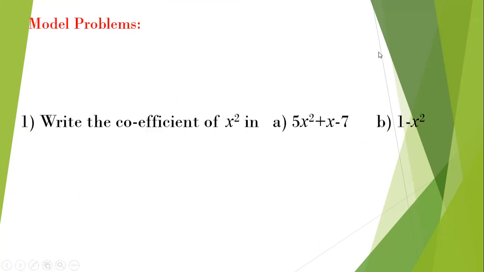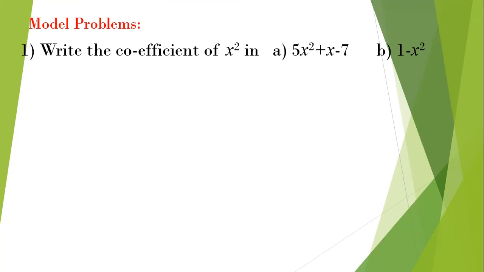I will give some model problems. Write the coefficient of x square in these two: the first is 5x square plus x minus 7, the second one is 1 minus x square. So what is the coefficient of x square? Where is x square? Here is the x square, and the coefficient is 5. Coming to here, x square is here. This is negative x square, so its coefficient is minus 1. So the first one is 5 and the second one is minus 1.